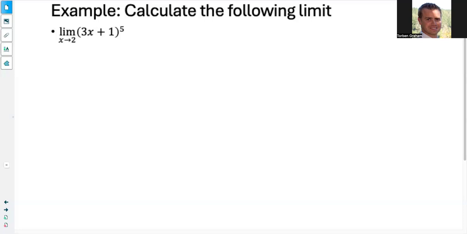So if we look at this one, where we want to calculate the following limit, and we've got limit of 3x plus 1 to the power 5 as x approaches 2, we can see that this is not a rational function, so we don't have to worry about a non-permissible value. So we can just go directly to that substitution. So this would be the same as 3 times 2 plus 1 to the power of 5.